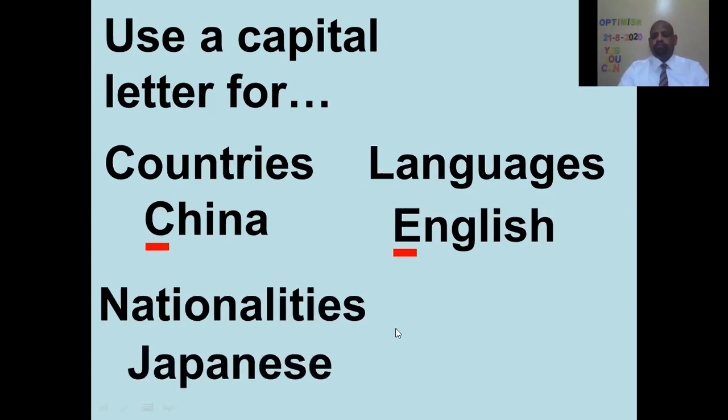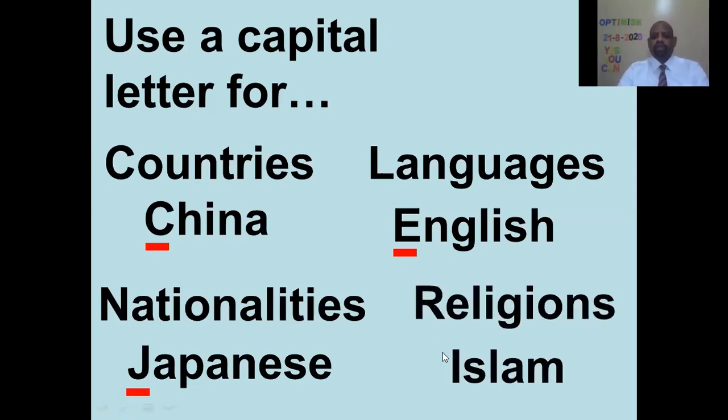Nationalities, Japanese, Sudanese, Egyptian, Chinese, Emiratis. The first letter must be capital, like here in Japanese, capital J. Religions, like Islam, capital I. Christianity, capital C. Buddhism, capital B, like that, and so on. So, countries' names, first letter, capital. Languages, first letters, capital. Different nationalities, the first letters, capital, and religions.